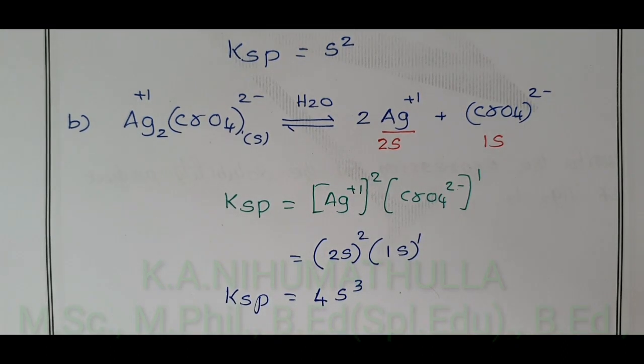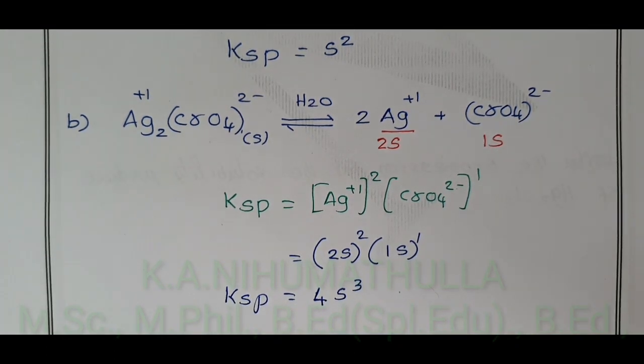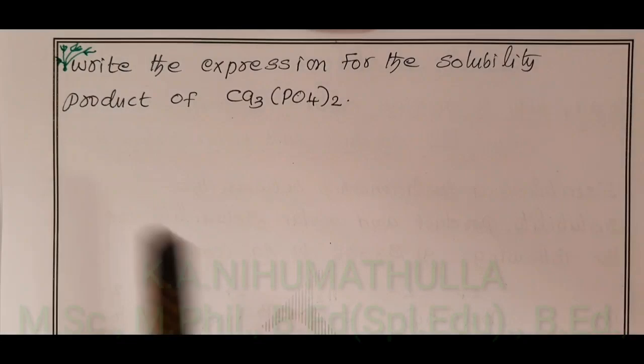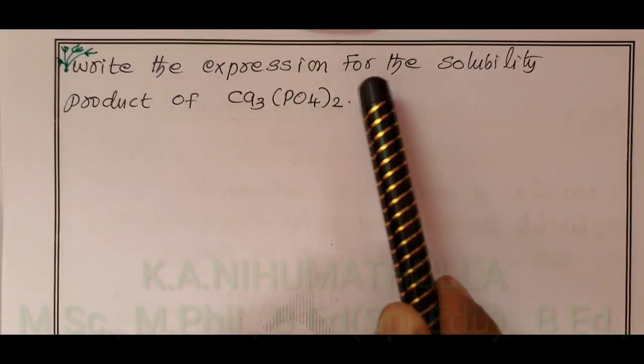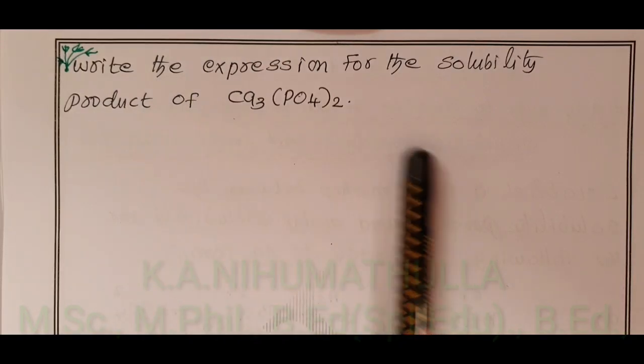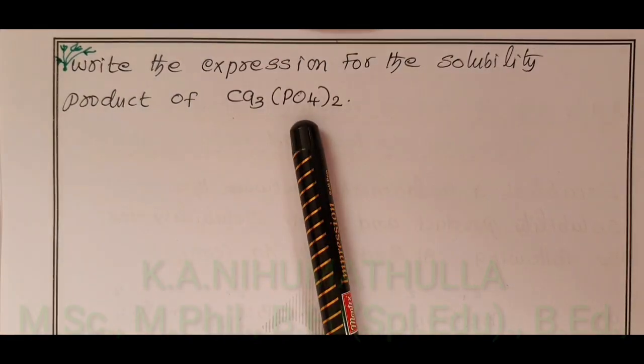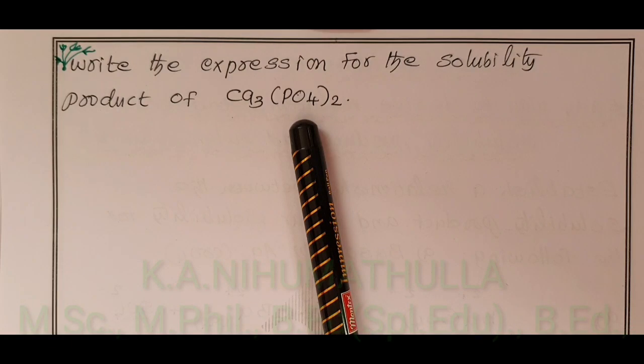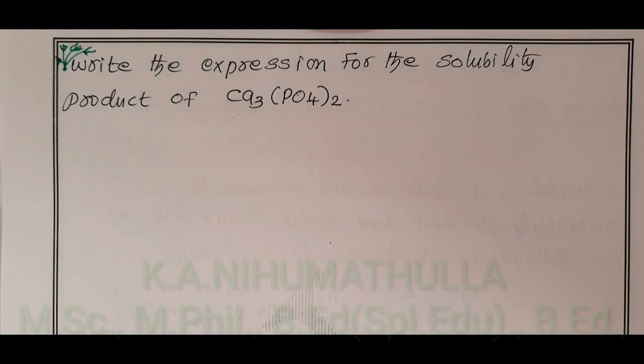Now we are going to discuss one more problem under the relationship between solubility product and molar solubility. Write the expression for the solubility product of Ca3(PO4)2, nothing but calcium phosphate. This is also the relationship between solubility product and molar solubility.